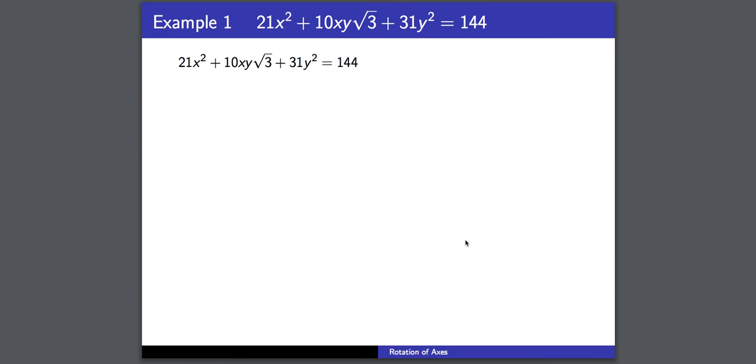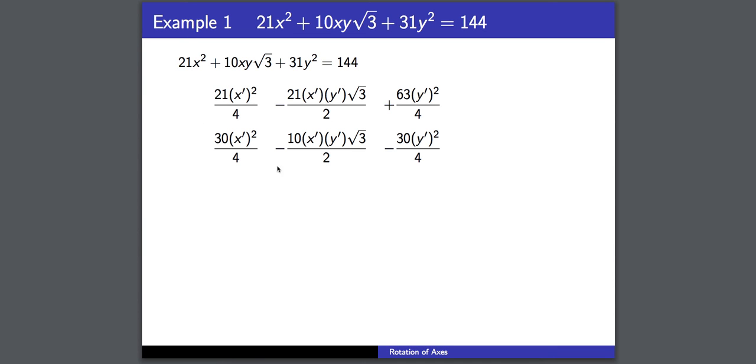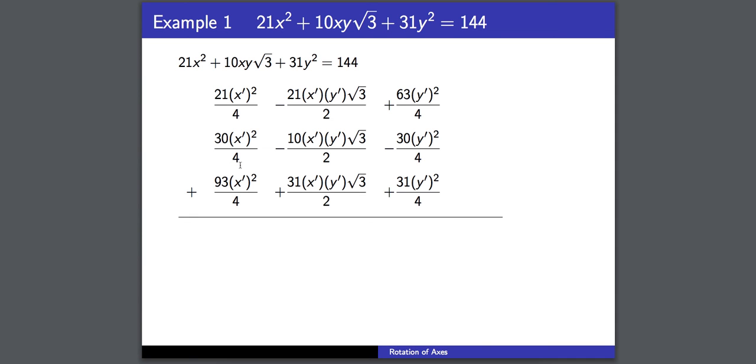All right, so we've got the values for 21x squared for the first slide, 31y squared for the second slide, and 10xy square root of 3 for this previous slide. Here's our 21x squared slide. We're going to add to that the 10xy square root of 3 slide, and then we're going to add to that the 31y squared slide. So again, it's a lot of algebra to keep track of. It's very easy to make a calculation error, so please be careful.